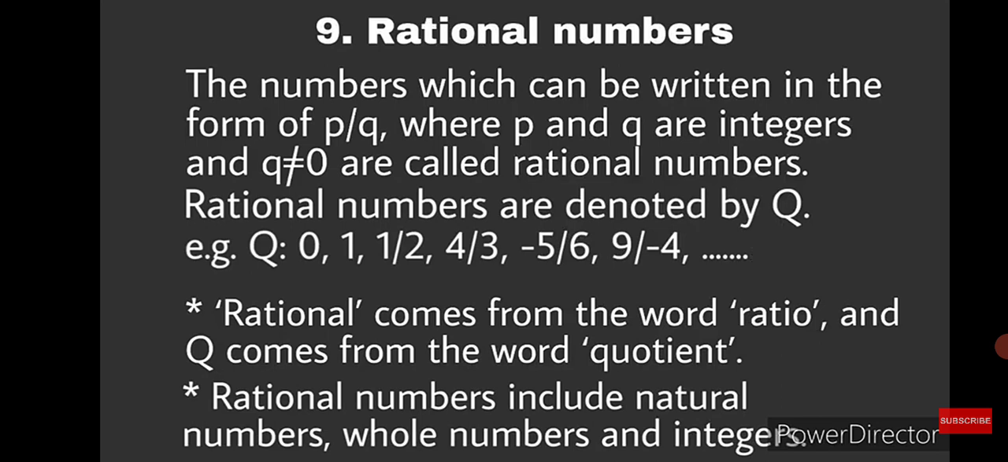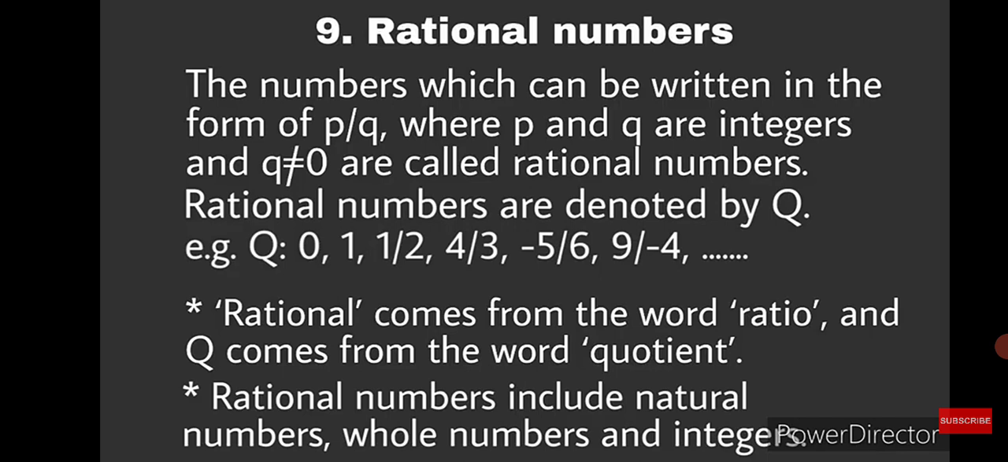Next, rational numbers. The numbers which can be written in the form of P divided by Q, where P and Q are integers and Q is not equal to 0, are called rational numbers.